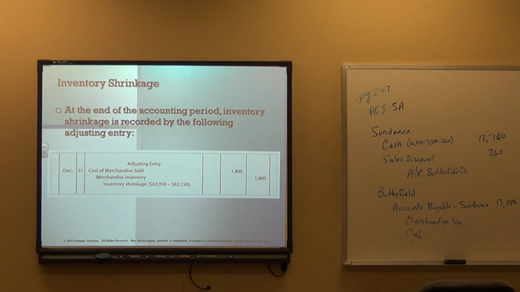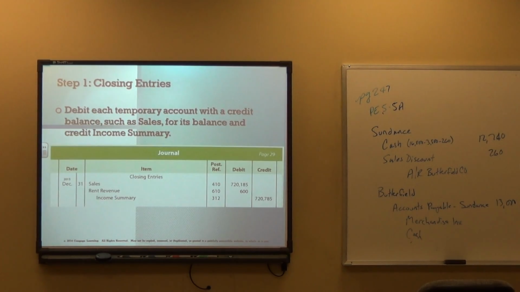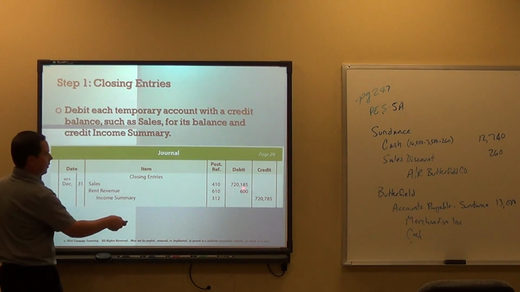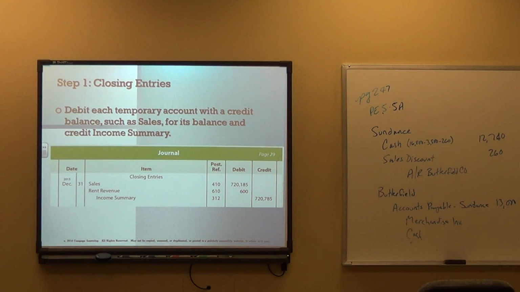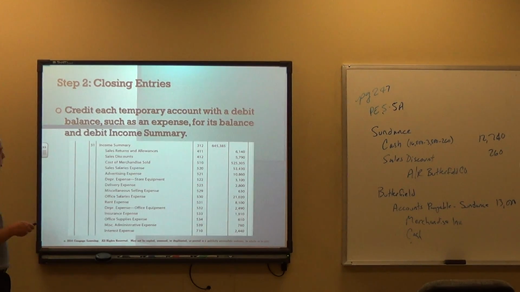All right, that kind of goes back to chapter 3. Just a little bit of addition to that. We didn't talk about that there. All right. So debit each temporary account with a credit balance, such as sales, for its balance and credit income summary. So basically going back to what we did in chapter 4, closing out a lot of these things here. So we're totaling all these up. There's our income summary. We credit it because we're debiting all these and zeroing out those accounts, right? So that's what we're doing there, zeroing those out. And then we'll start over at 0 the next year.